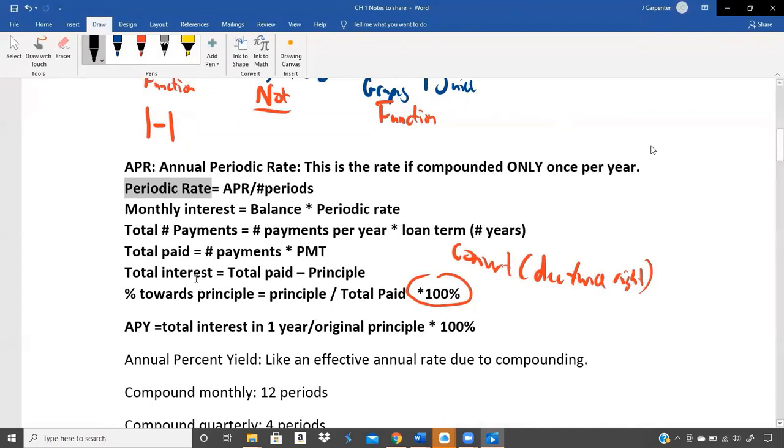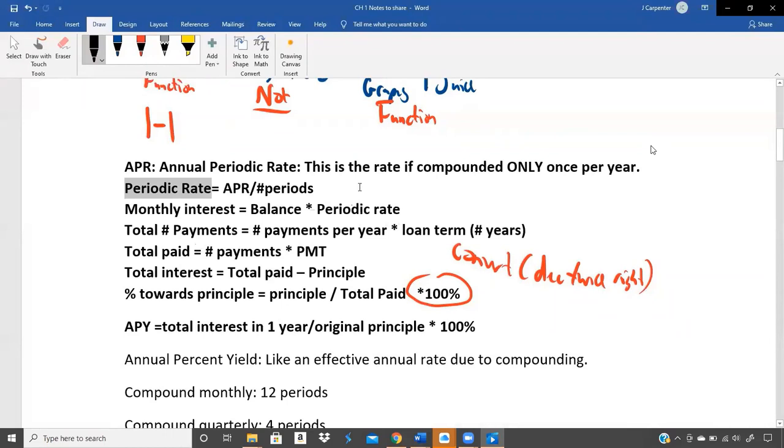It might be a little more than 24% as an effective rate, so that's why we have this APY. How do you find how much interest you owe or get in a month? Take your balance times the periodic rate. So if you had a balance of $1,000 and you were paying 24% APR, which is 2% per month, you take 2% times your $1,000. Now, if you're doing this by hand, you'll have to convert it as a decimal. In Excel, they can handle percents.